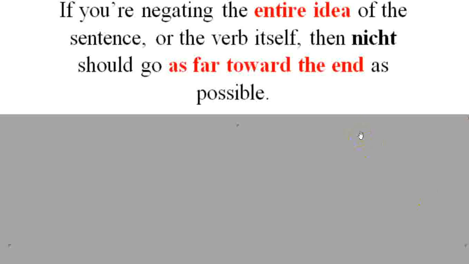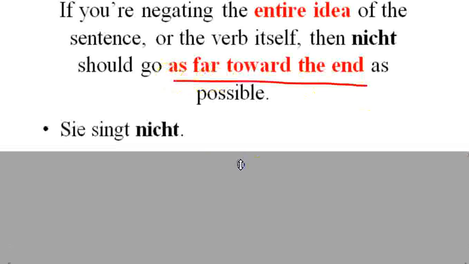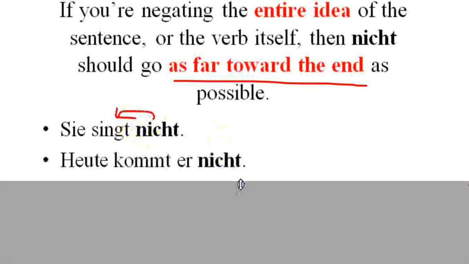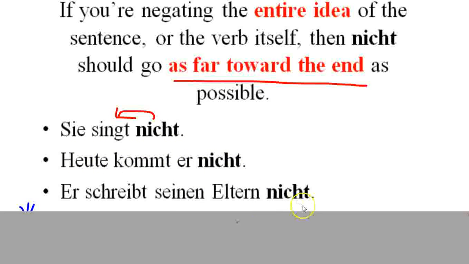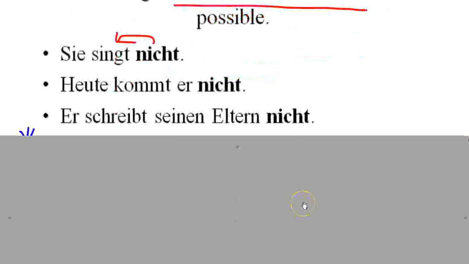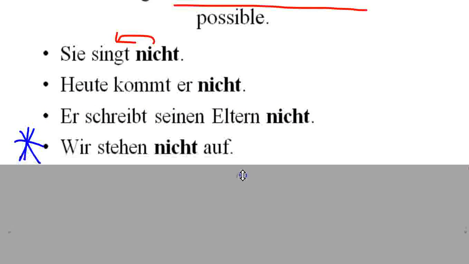So if you're negating the whole idea, you want to put it as far to the end as possible. Sie singt nicht. Right, that makes sense. She doesn't sing. So nicht is also negating that element there, singing. Heute kommt nicht. So not today, and he's not coming. Schreibt seinen Eltern nicht. He's not writing, it's not his parents, just totally, absolutely none of that's happening. Place it to the end.